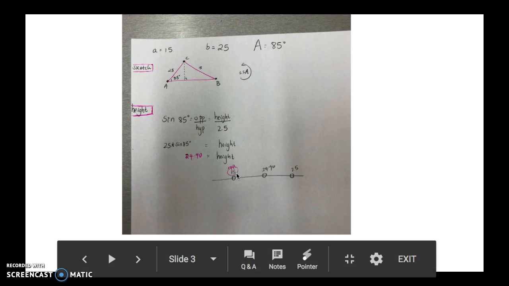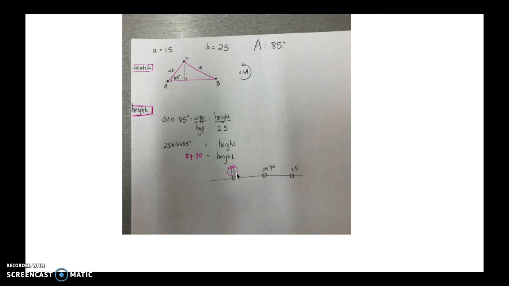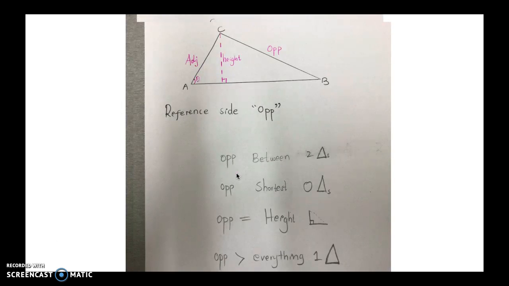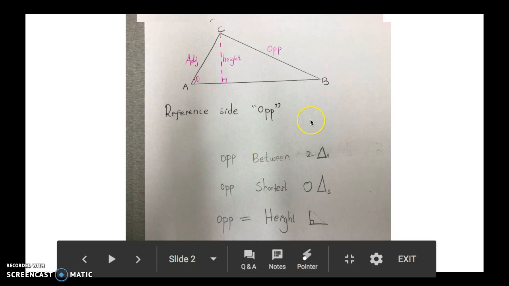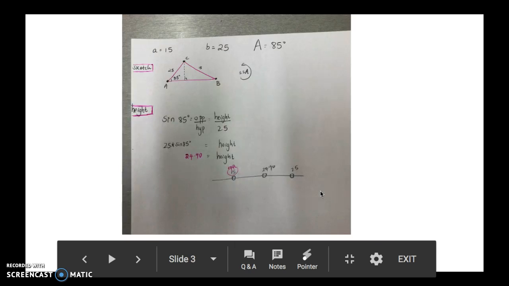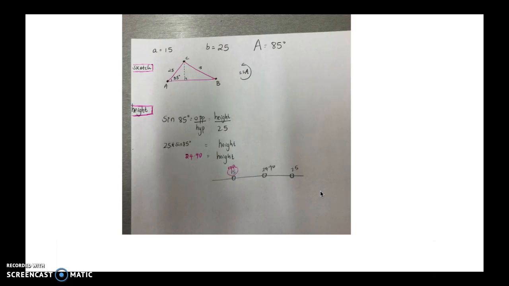If I don't quite remember if this means 1, 0, or 2 solutions, I can go back to my cheat sheet and check. Okay, so I found that the opposite length was the shortest. Oh, that's the second case. So if I have that opposite side as the shortest, then I have 0 triangle solutions. Looks like I'm done solving that one.